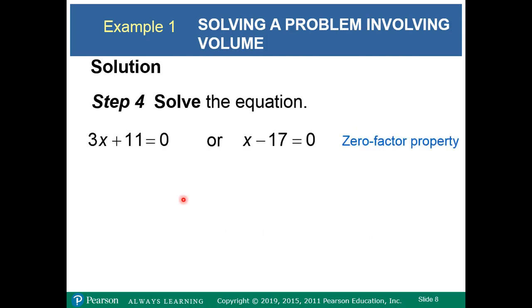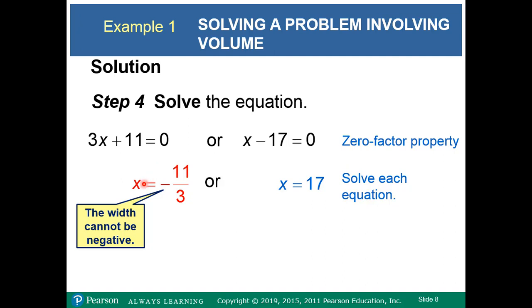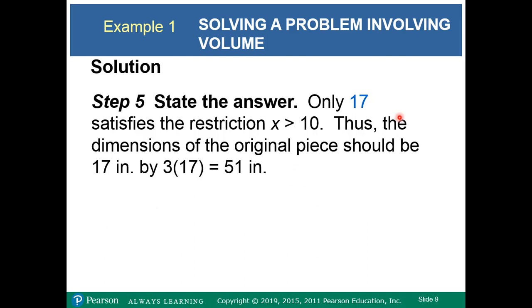And so what do we get? We get either this is equal to 0 or this is equal to 0 using the zero product principle. And we get x is negative 11 thirds or x is 17. Well, we can't have a negative, so this one's automatically disqualified. And look, x equals 17. So this is good because x is bigger than 10. So we know this satisfies, so we know we have positive values for the dimensions, right? The dimensions have to all be positive. So x equals 17 works. So only 17 satisfies this restriction that x must be bigger than 10.